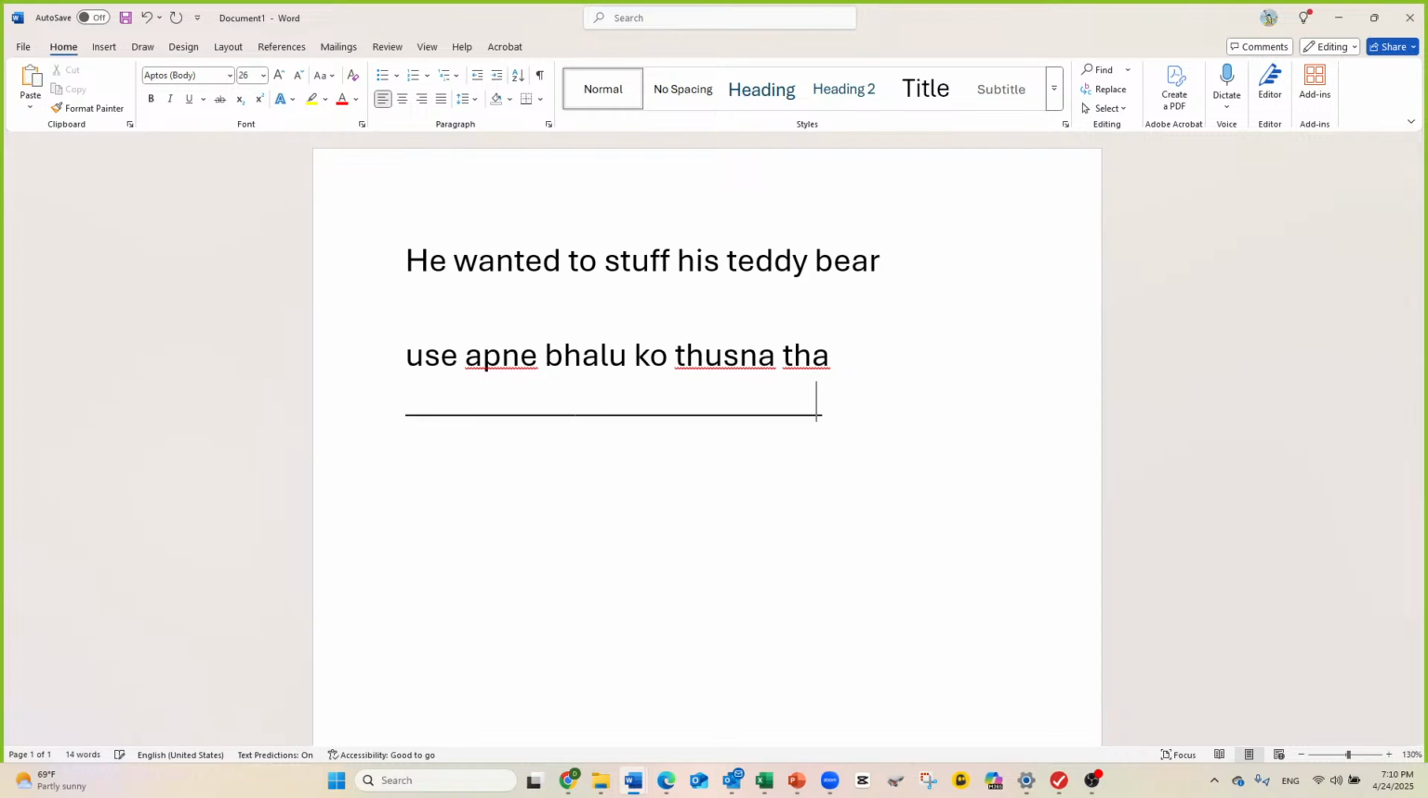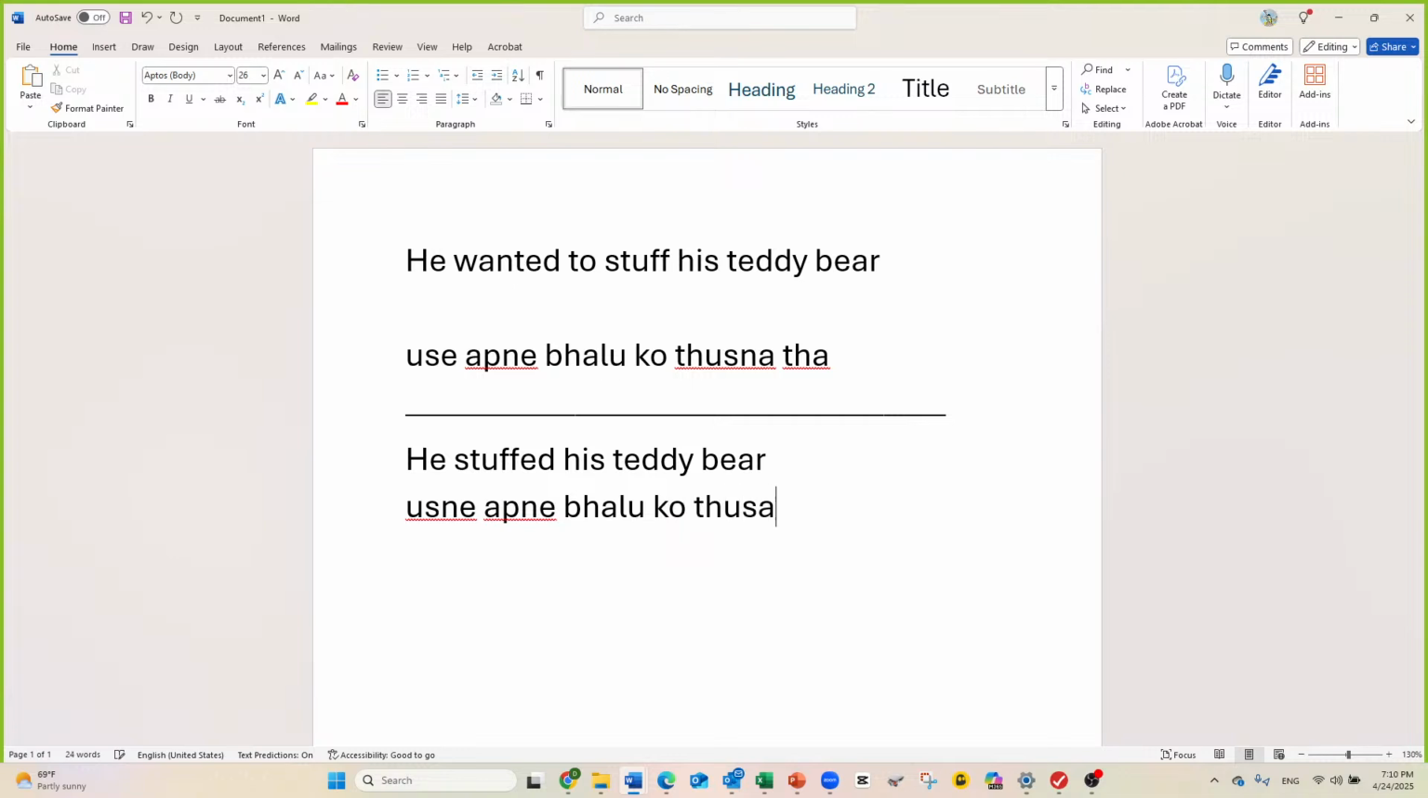Now here we said that he wanted to stuff. Now, if the sentence was he stuffed his teddy bear, then it will become usse, say usse. No, we'll say उसने अपने भालू को ठूसा. So now what happened in this sentence?